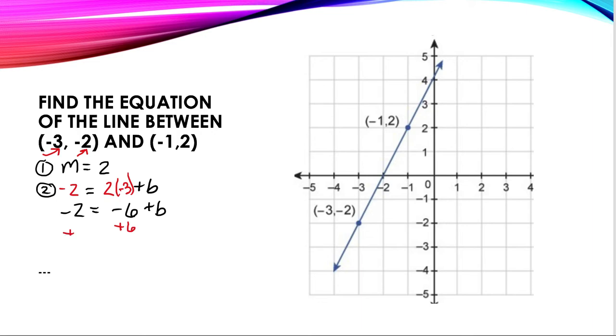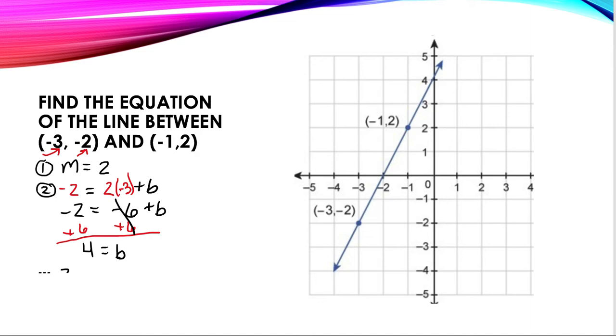So this one is a little easier than the last one because we don't have fractions. So -2 plus 6 is going to be a +4. It's going to cancel over here, leaving me the b value of 4. So that takes care of step 2, finding the b value.